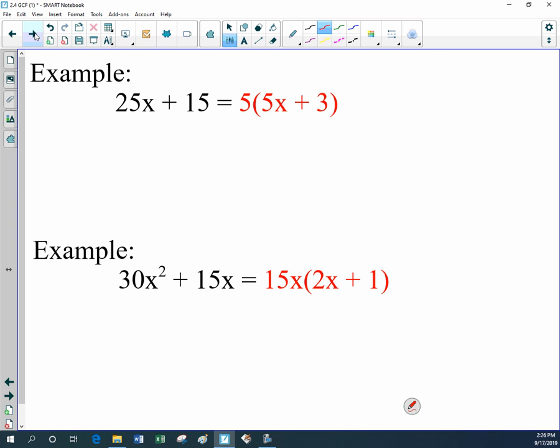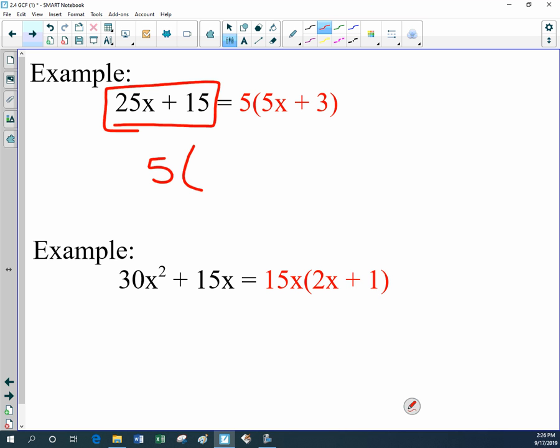And this right here is really what we're going to focus on today. Here's a couple examples where this is the problem that would be given to you, and then this is what it looks like when we factor out the greatest common factor. So 25x and 15, the greatest common factor of these two terms would be 5. And so we're going to factor a 5 out of 25x and 15.